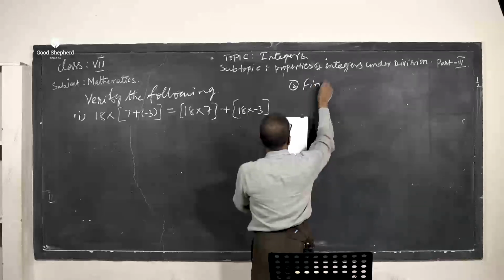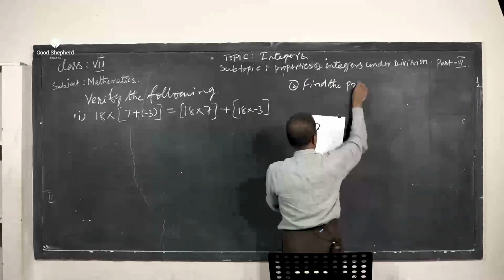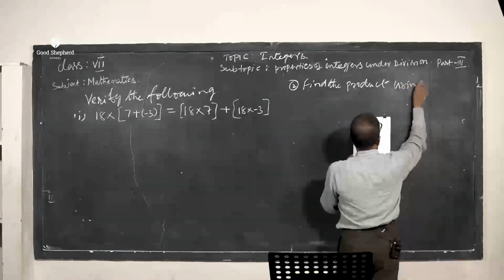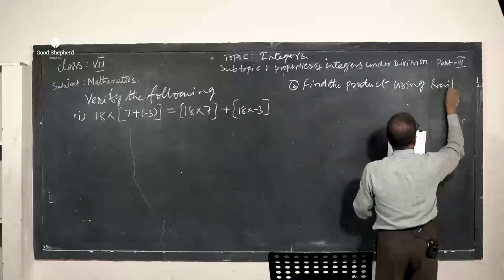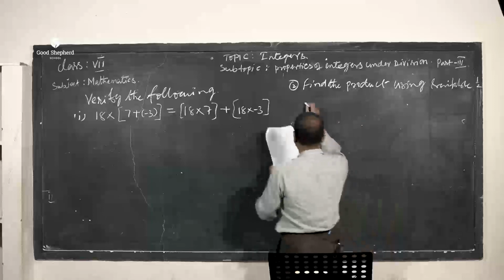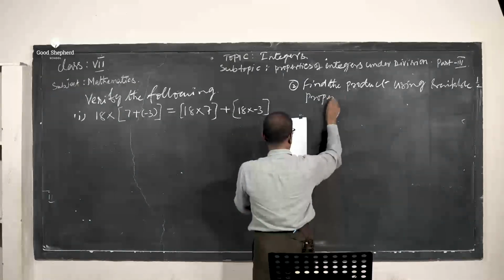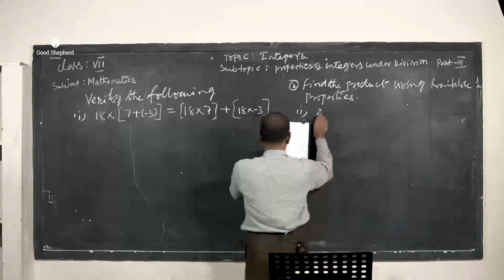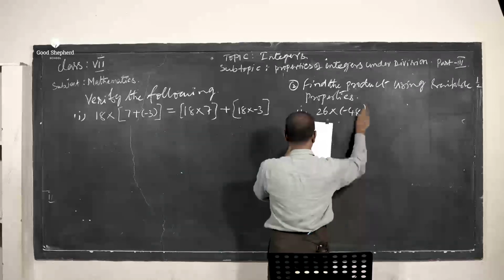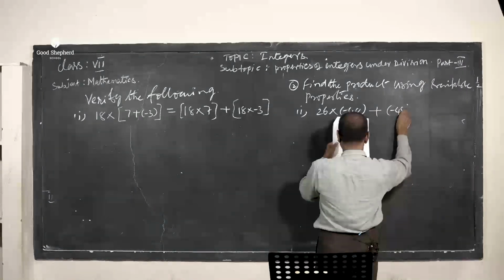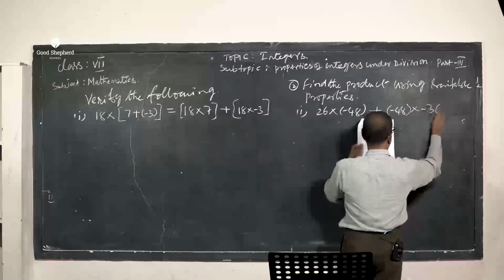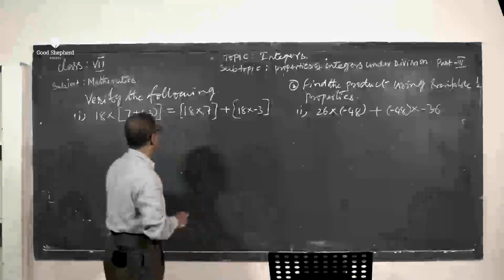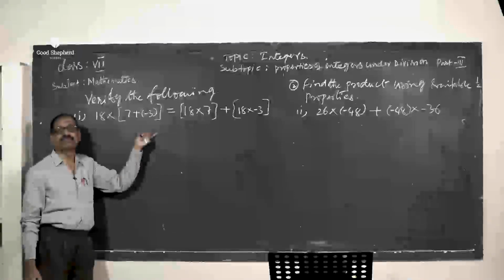Find the product using suitable property. The first question: 26 into minus 48 plus minus 48 into minus 36. So, these two questions I am going to do here, very carefully observe it. It is all multiplication under different properties.